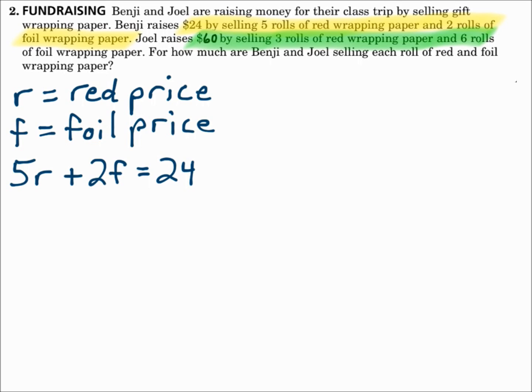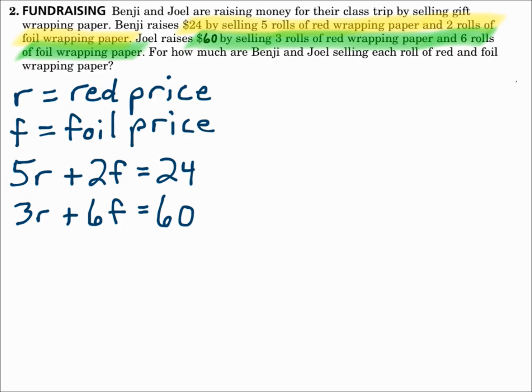Joel raises $60 with 3 rolls of red wrapping paper and 6 rolls of foil wrapping paper. So it'll be 3 times the red price for the 3 rolls plus 6 times the foil price for the foil rolls equals a total of $60. Now let's solve that system by elimination. Since the coefficients don't match on either of the variables, let's pick one to eliminate and we'll use multiplication.